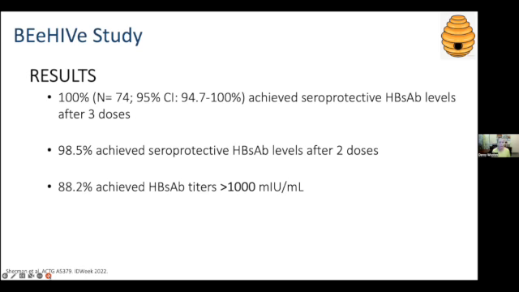And so the results were quite impressive, particularly for people who have tried to vaccinate and have patients who do not respond. But of the 74 patients, which was the sample size that they calculated in order to power the study, 100% of people achieve seroprotective antibody levels after the 3 doses. And almost all of them, 98.5%, achieved this seroprotection after 2 doses. And I think what's really interesting is a large proportion, 88%, actually had super high antibody titers greater than 1,000.